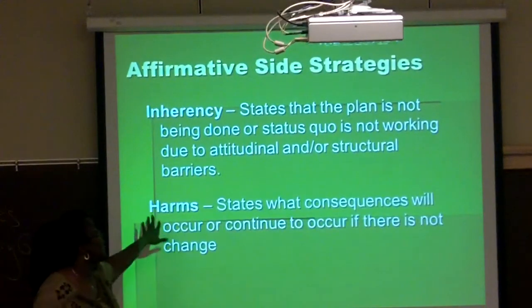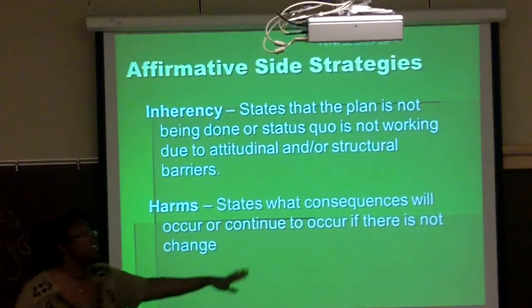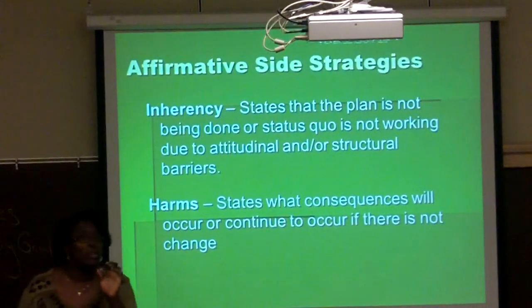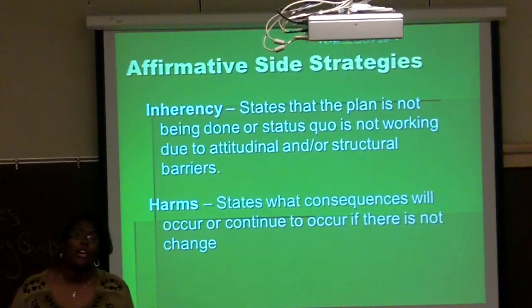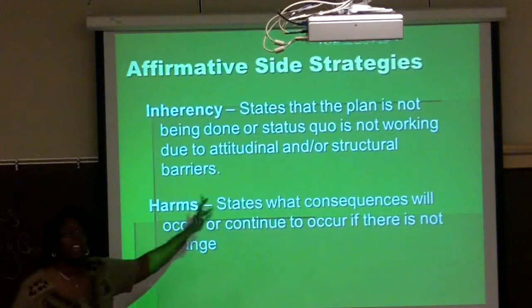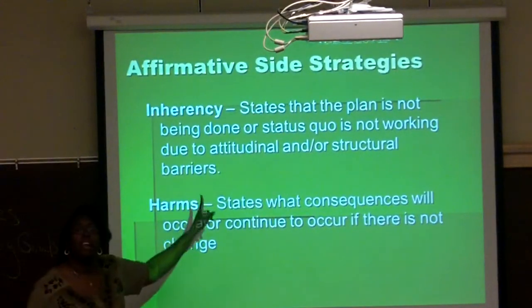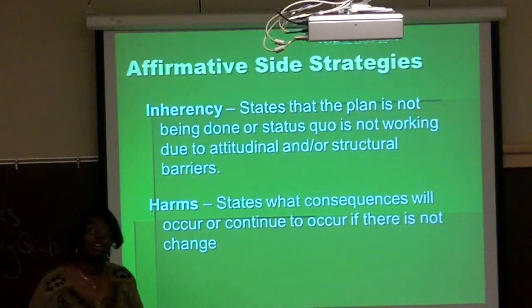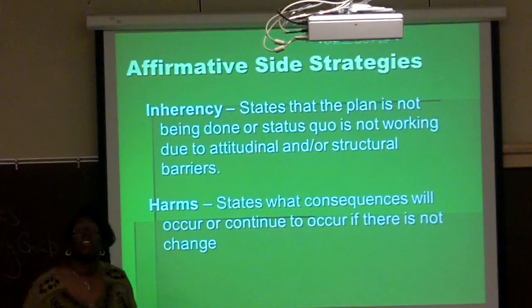Okay, another type of attack that they could launch is a harms attack, stating that there are negative consequences that will occur should change not come about. So when you look at your side of things, can you prove either of these? Then you need to make sure that you incorporate it in your argument, in your constructive appeal, and in your rebuttal as well to achieve this, okay?